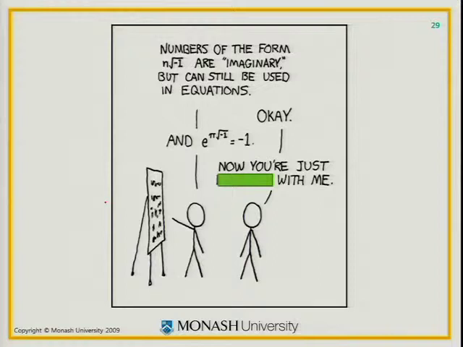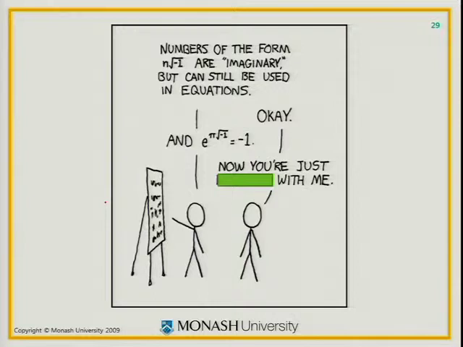I had to blank something out there. It was a bit rude. Amazing result. E to the I pi equals minus 1. How good is that? Relating all these fundamental, deep mathematical quantities together in one equation. Beautiful. There's a catch. What do we use I for?